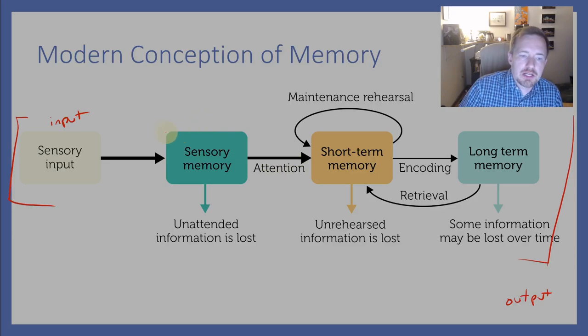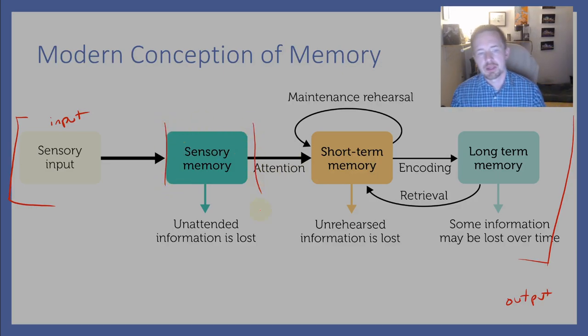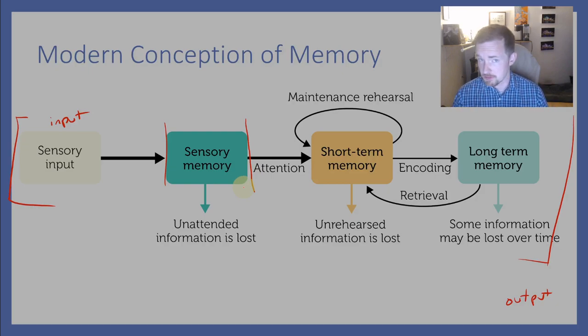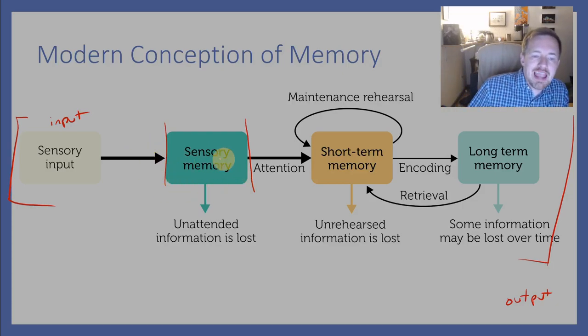The first thing that we're going to experience is our sensory memory. And if we're not paying attention to it, then it doesn't go any further. If that sounds familiar, it's because we talked about this when we were talking about the Broadbent filter model or the Treisman attenuation model in Chapter 5. So we have to focus on it in our sensory memory. We have to pay it attention, and if we do, then it gets over to the short-term memory storage.